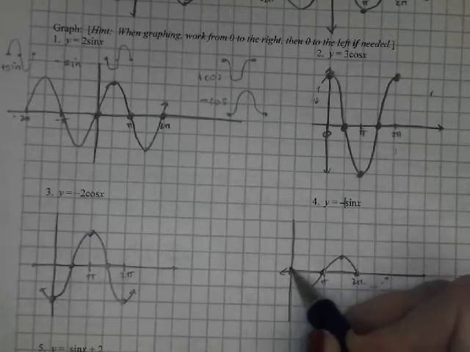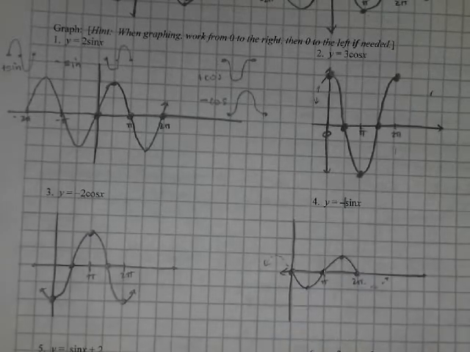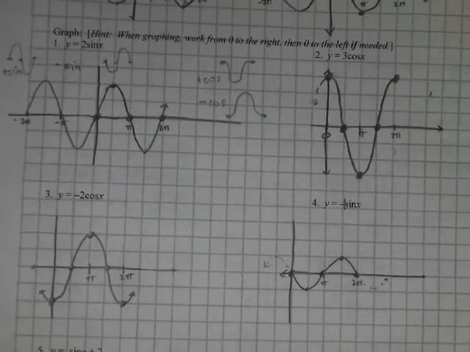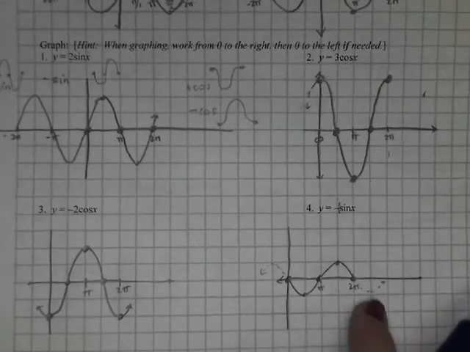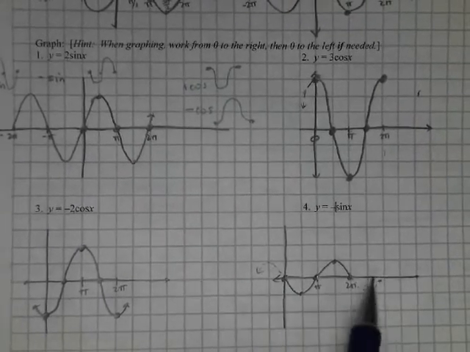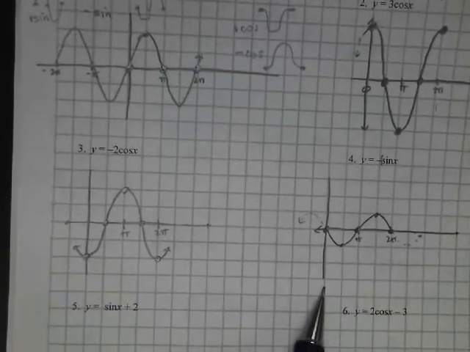And then this will continue if you want to go that way, and vice versa if you want to come back. It depends on what window you're being told. So I'm just doing 0 to 2 pi. You may have to do negative 2 pi to 2 pi, so just continue your pattern to the left.